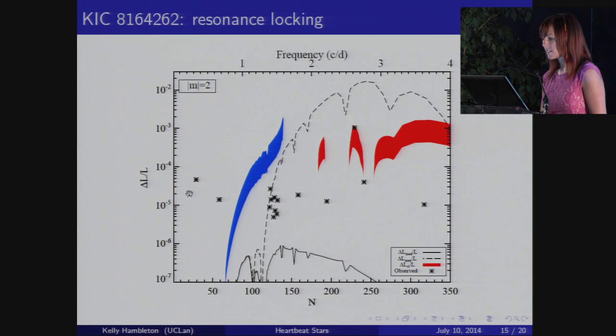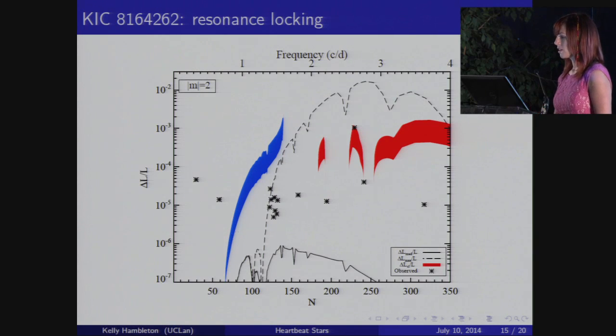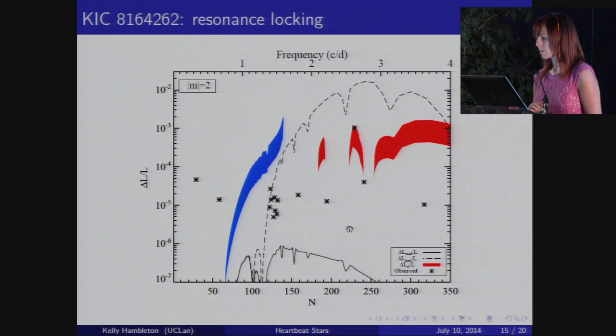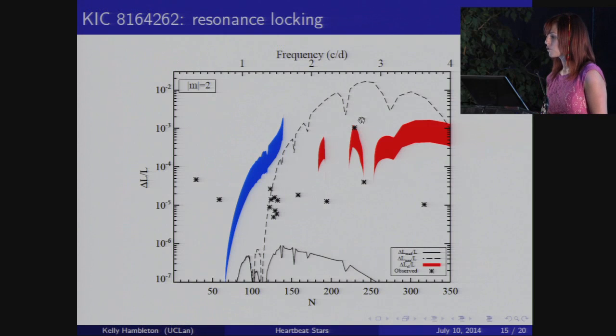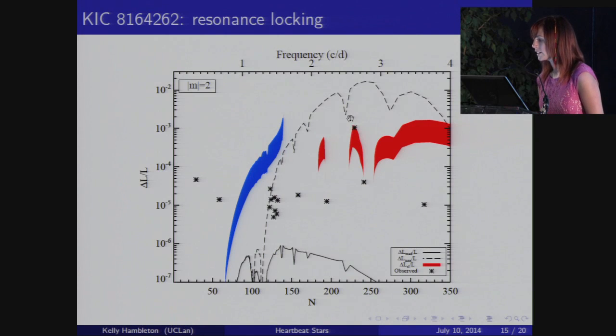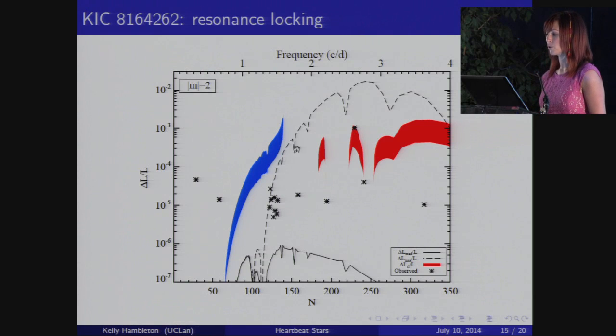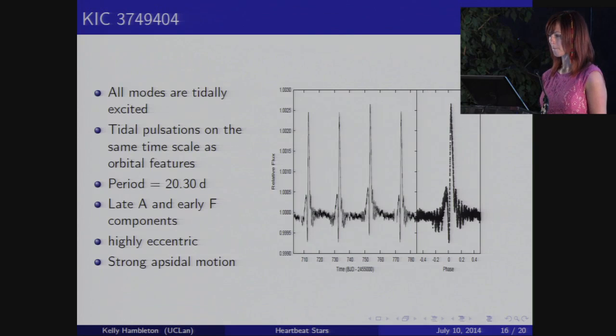Now, here you can see these 2 points are the points from the rotation that I mentioned earlier, but the rest are all what we expect to be pulsations. They're all harmonics of the orbital frequency, and you can see here that this one lies on this red line, which is the prediction for a tidally locked mode. So the red line is a tidally locked mode where the frequencies are increasing with the orbital evolution, whereas the blue is for the frequencies that are decreasing with the orbital evolution.